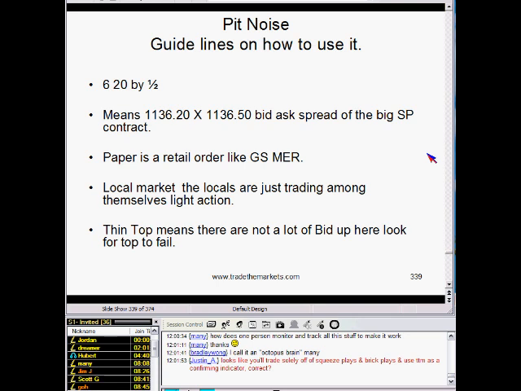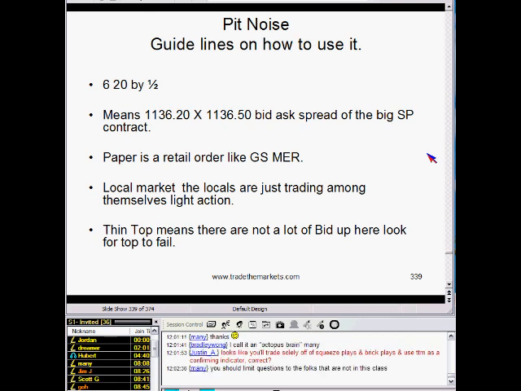Basically, for tomorrow, what we're going to be doing is starting off the day looking at the gaps, then we're going to start watching the radar screen, and then we're going to start taking either pivot plays or squeeze plays.